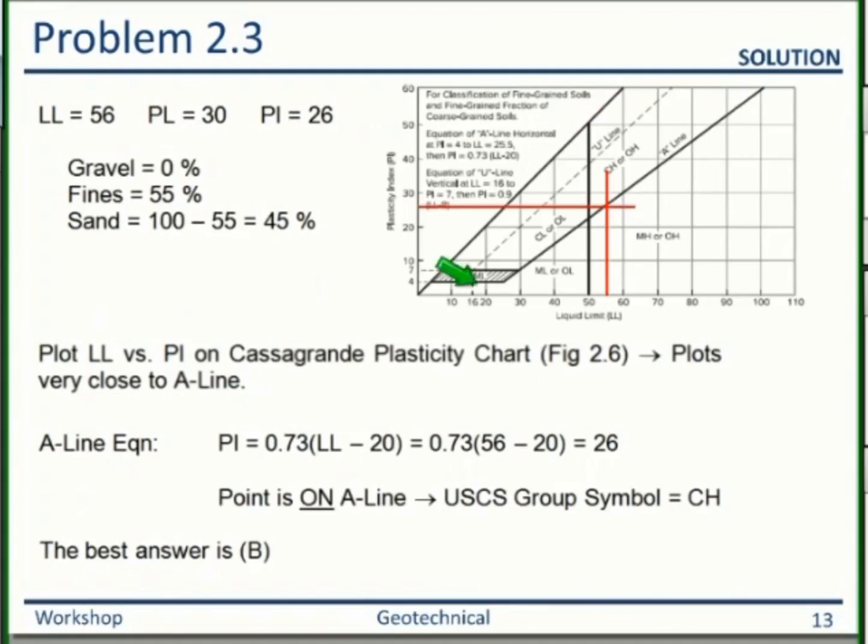When you plot it, the point lies here. Some of you may have taken MH, some of you may have taken CH. Since it is right on the line, you will move toward the higher side, so we'll keep the answer as CH. Okay, that's why the majority of you got CH, but some of you got MH. Those who have taken it as MH, since it is right on this line A, line A has an equation given here. If you use that equation of the line, put the value of liquid limit, you will get 26 and PI value is 26. That means the point lies on this line, that means move toward the higher side. Okay, therefore the answer is CH.